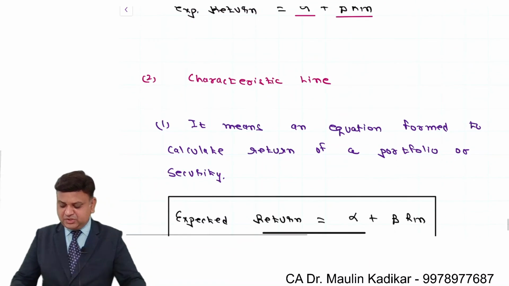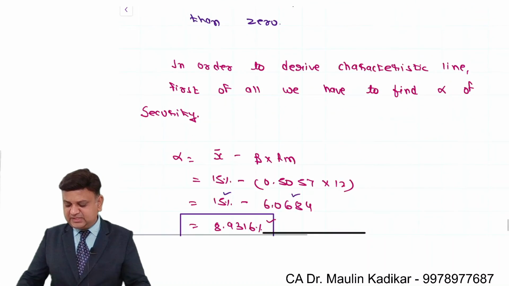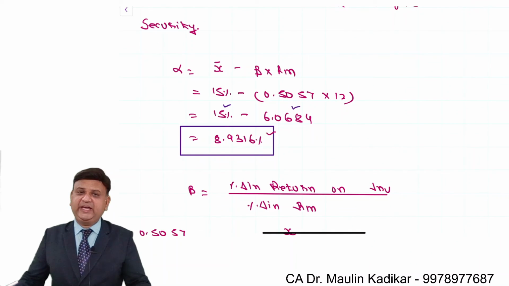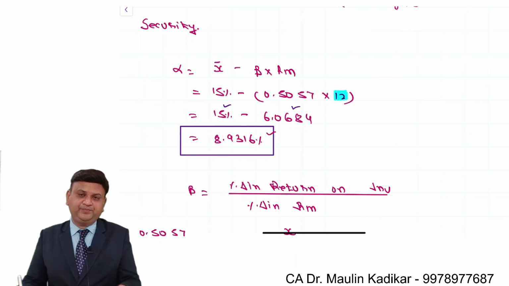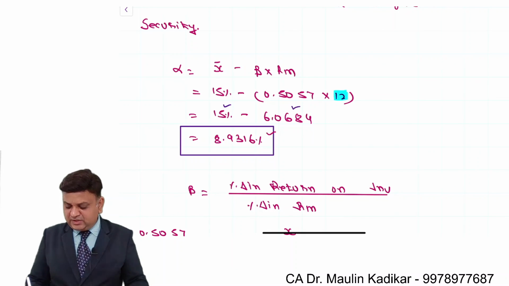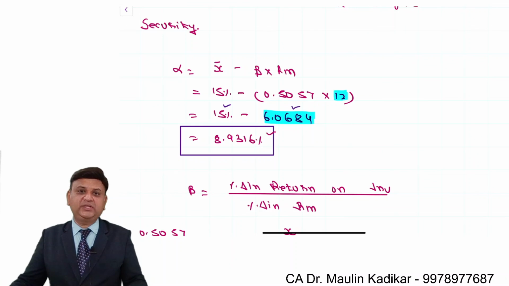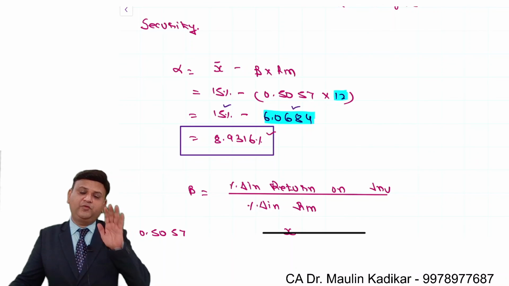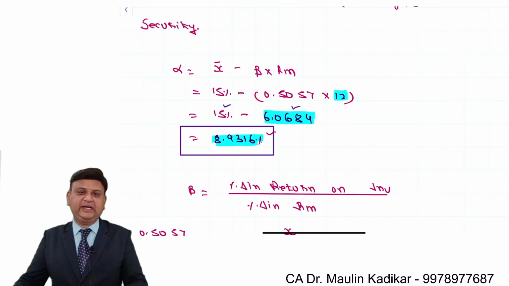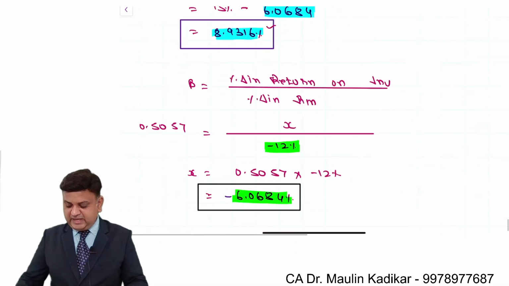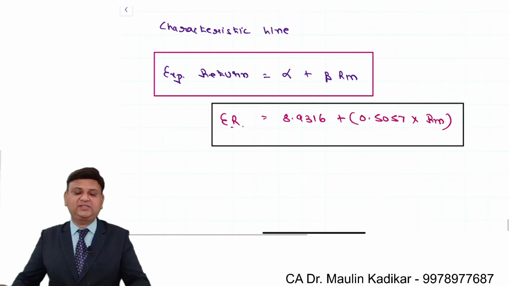As far as the calculation of alpha is concerned, a very simple formula: x bar minus beta into Rm. Again the logic is that when the return on the market portfolio falls down by 12%, it means it falls down to 0. At that time, the security return will decrease by 6.0684% from 15. It means that the revised return will be 8.9316. And this is the way we have the characteristic line to be drawn.